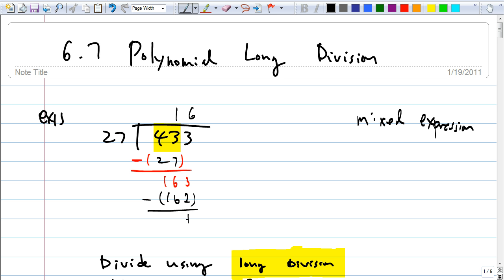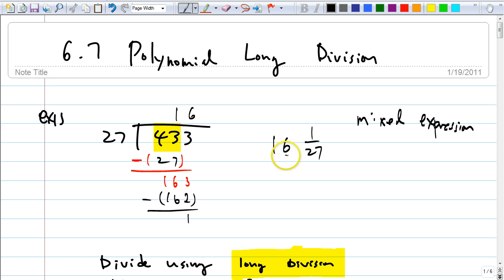How do we write down the answer? How about Joseph? What do you think? 16, and do we just write 1? What do we do with the remainder? 16 and 1 over 27. Isn't that what we write? Yes. Whenever you have a remainder, it's 1 over 27 that is left.